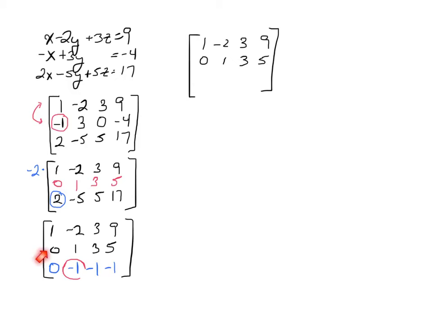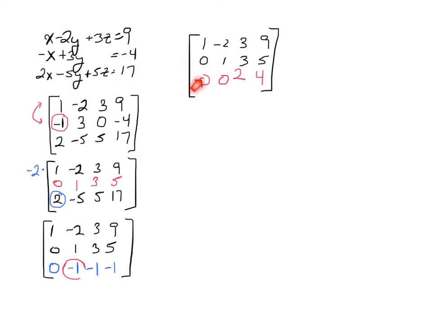So we've got 0 plus 0, that's just 0. 1 and -1, 0 again. 3 and -1 is 2. And then we just have 5 plus -1 is 4. Okay, we are almost in row echelon form.